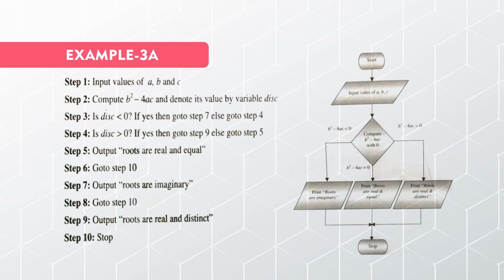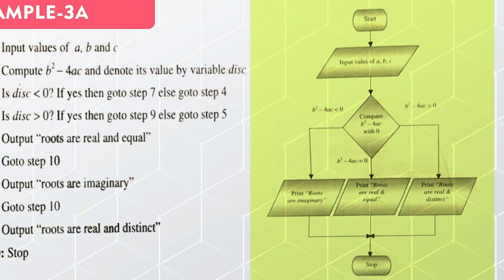Now, what is step 4? If disc greater than 0 is true, then go to step 9, which says the roots are distinct, otherwise go to step 5. That means the greater than 0 condition is false and the less than 0 condition is also false. That means one condition is left, that is both are equal. So, the output should be roots are real and equal, and the algorithm will terminate. So, this is represented over here in the flow chart.